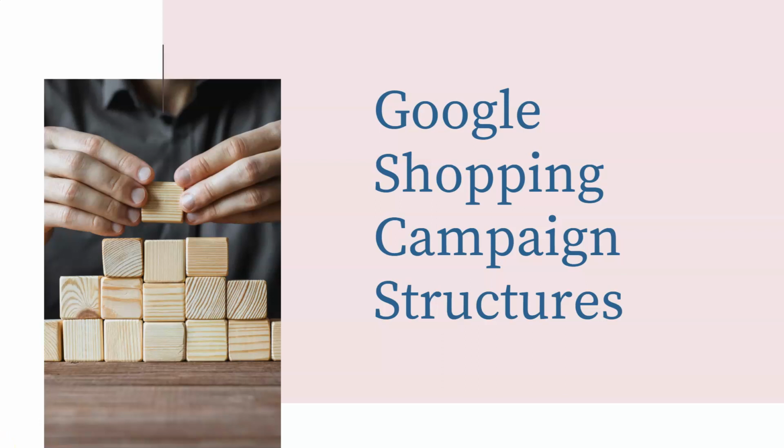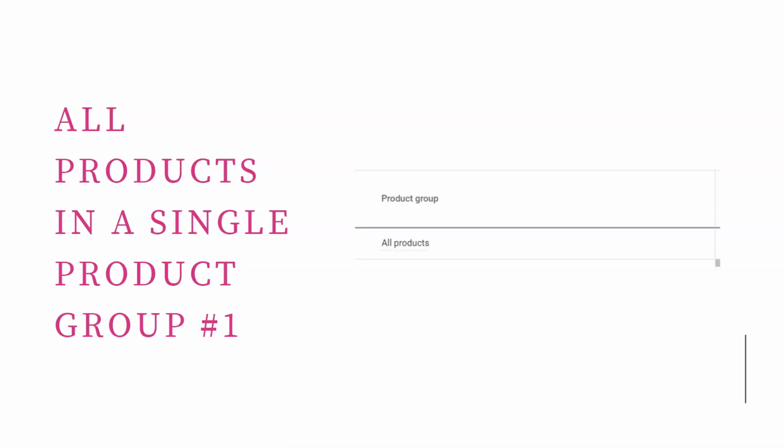In this video, I'm going to talk about Google Shopping campaign structures, the ways in which you can set up your shopping campaigns, and run through a few of the pros and cons of the different ways that you can do it. First option is to have all your products in a single product group.